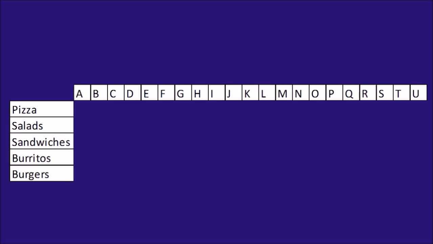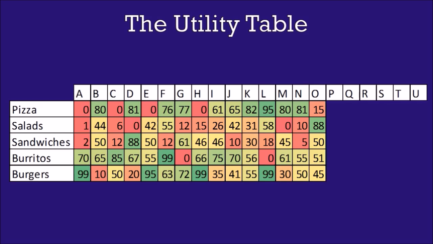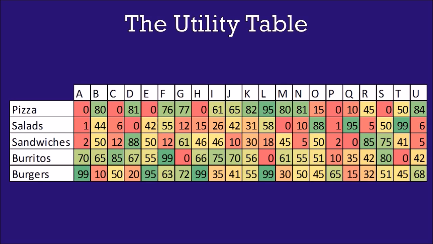Anyway, let's say we have 21 people, all choosing between 5 options for lunch. The first thing we do is score the utility each option offers each person. We put all these utility scores in a spreadsheet to make it easier to read. The redder the score, the less acceptable the option is. The greener the score, the more acceptable it is.